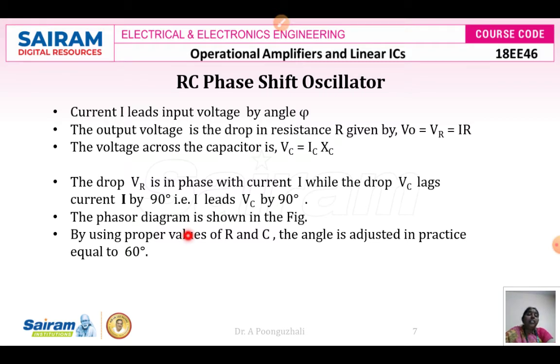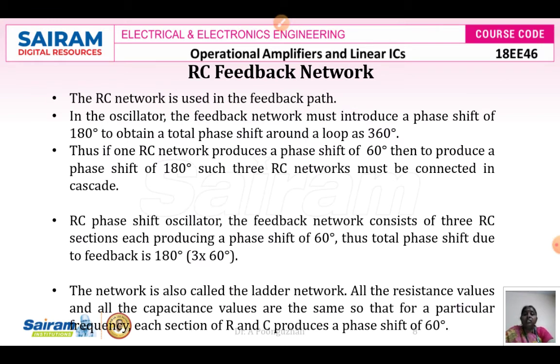So 3 RC pairs means 3 into 60, totally 180 degrees we are going to get as the phase angle in the feedback path. And the amplifier is going to produce another 180 degrees. So now the total phase shift is going to be 360 degrees. Here we are going to choose the proper values of R and C, and the angle is going to be adjusted to 60 degrees. So that is what we have said here.